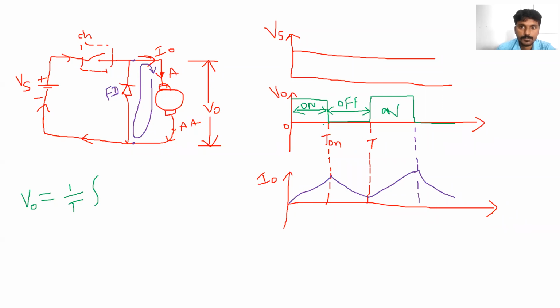Where is the waveform present? From 0 to T on. The output voltage is present from 0 to T on, yes or no? Yes. The magnitude of this output voltage is the same as the magnitude of the supply voltage, the same voltage present across the load. So we are going to integrate the supply voltage Vs.